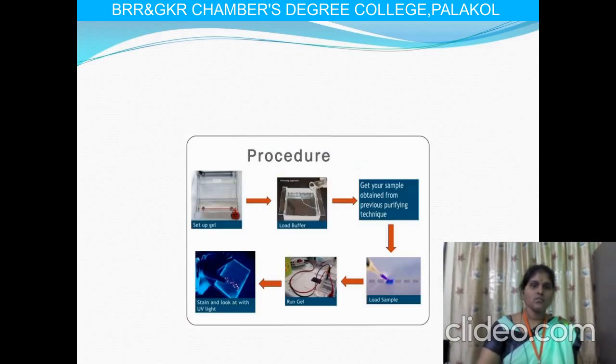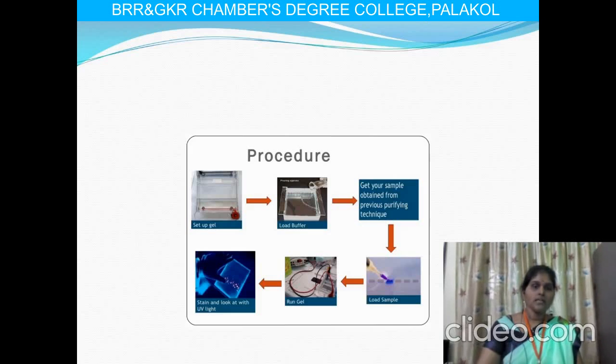So the next one is the procedure. First set up the gel, load the buffer, and get your sample obtained from the previous purifying technique. Then we have to run the gel, and after running the gel we have to stain it. The samples present in the wells are going to move faster or slower based upon their molecular size. After stopping the current or voltage, we have to separate that gel.